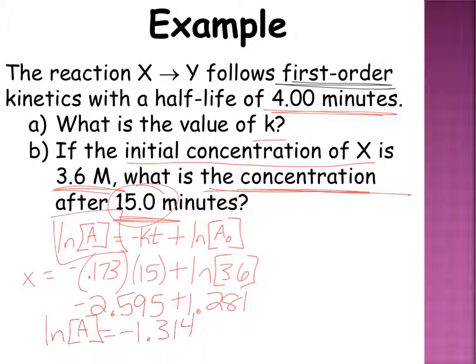So how do you get the natural log and A apart? Hopefully you said that we need to incorporate e here. If we raise everything to the e, then that will cancel out our natural log over here, and we'll end up with our concentration after 15 minutes being equal to 0.269. And remember, that is molar.